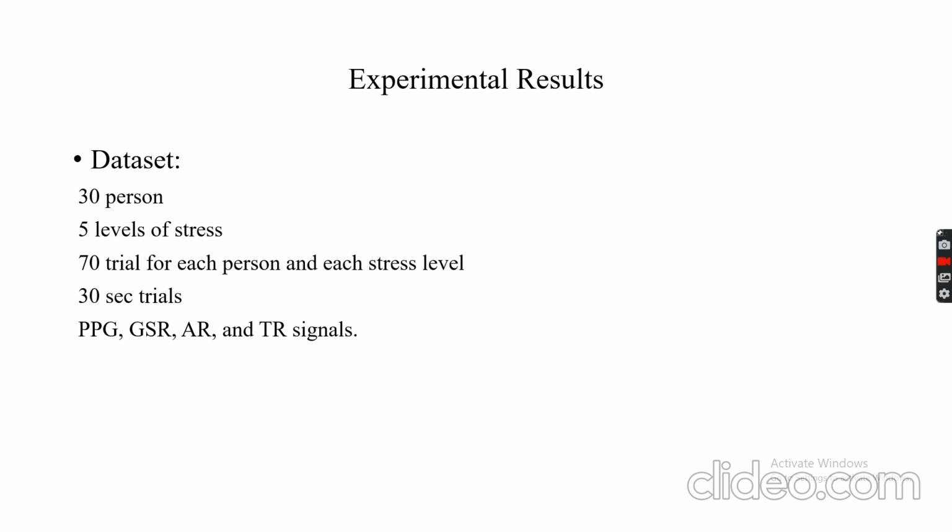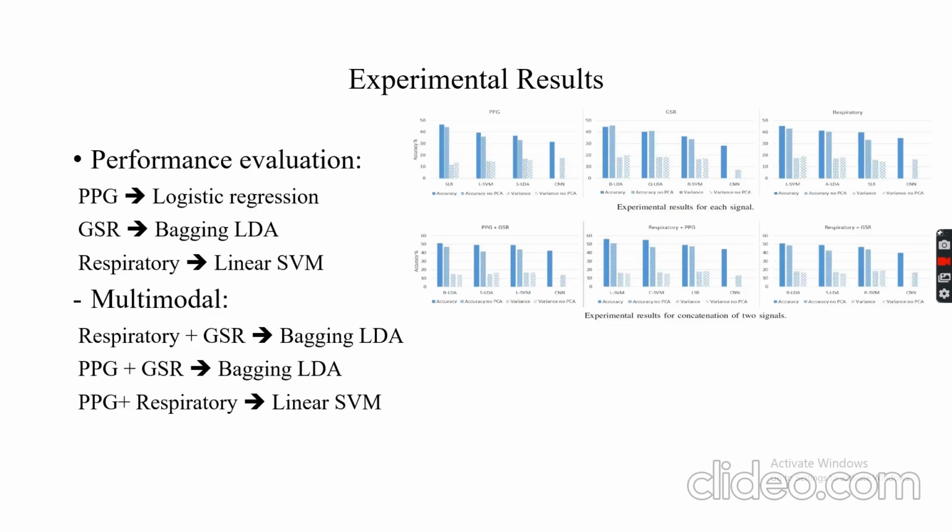The dataset used in this study consists of PPG, GSR, AR, and TR signals of 13 persons. 5 levels of stress were induced, and each trial had a duration of 30 seconds. And we had 70 trials for each person for each stress level. In the performance evaluation for each signal and combination of them, these results are achieved that you can see in this table.